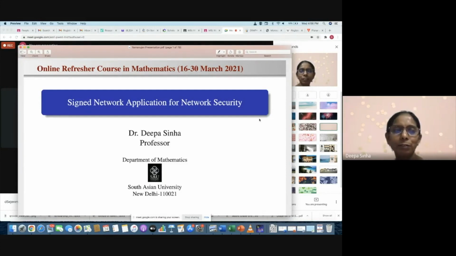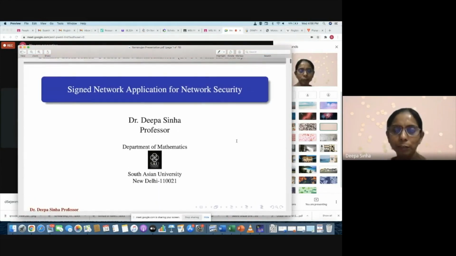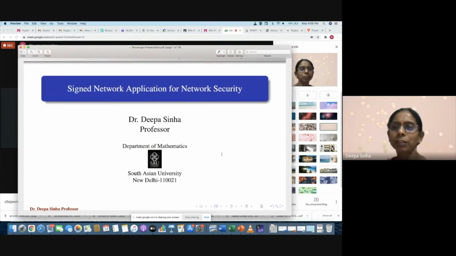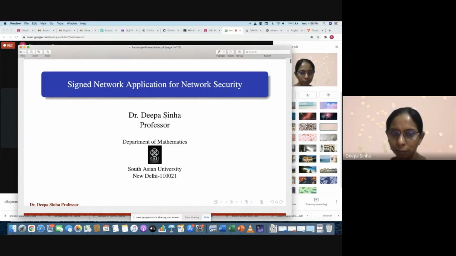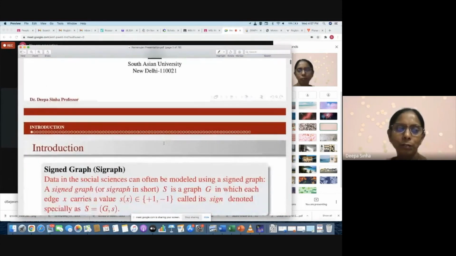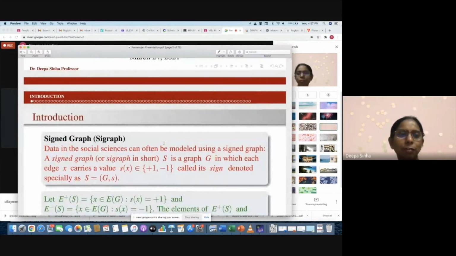So in this refresher course, I would like to give a talk on sign network application for network security. Before I come to the main topic, I need to give some brief introduction about the tools that we are going to use to understand this application of sign network in network security. One has to understand the basics behind it, and then only one can understand how it is working. So with this, I start with a brief introduction.